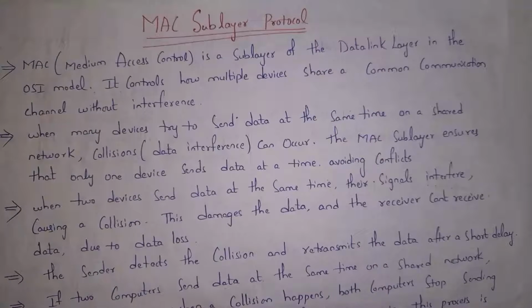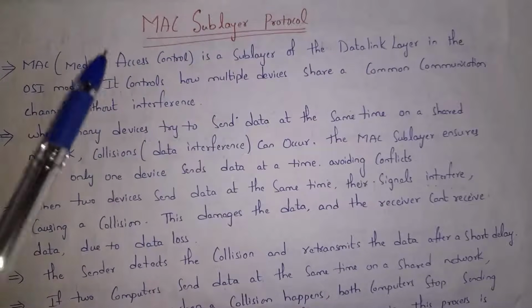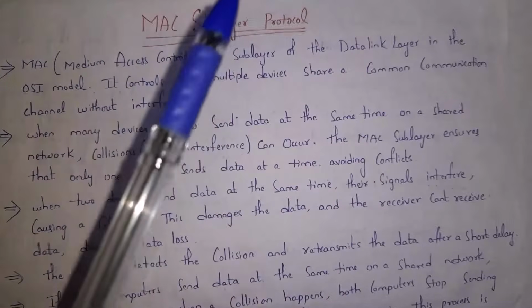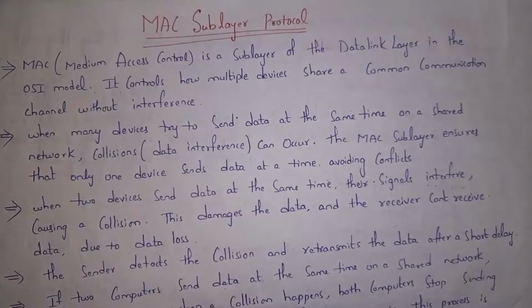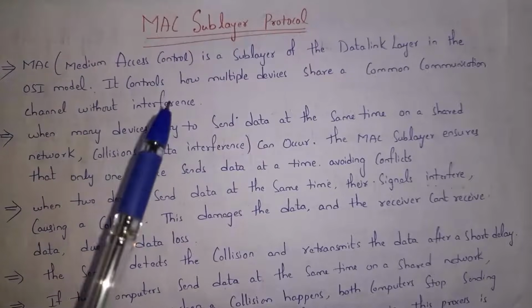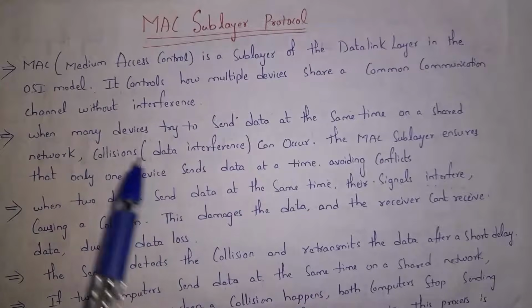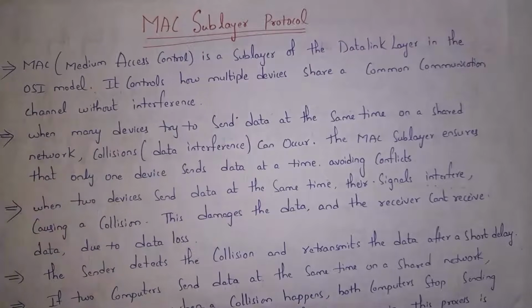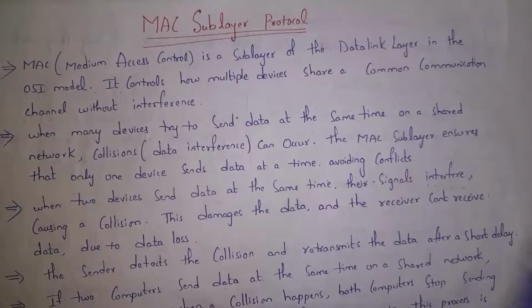MAC, that is Medium Access Control, is a sublayer of data link layer in the OSI model. It controls how multiple devices share a common communication channel without interference. Communication channel is nothing but a single cable. When many devices try to send data at the same time on a shared network, collision can occur. Collision means data interference. So MAC sublayer will ensure that only one device can send data at a time, so it will avoid collision.